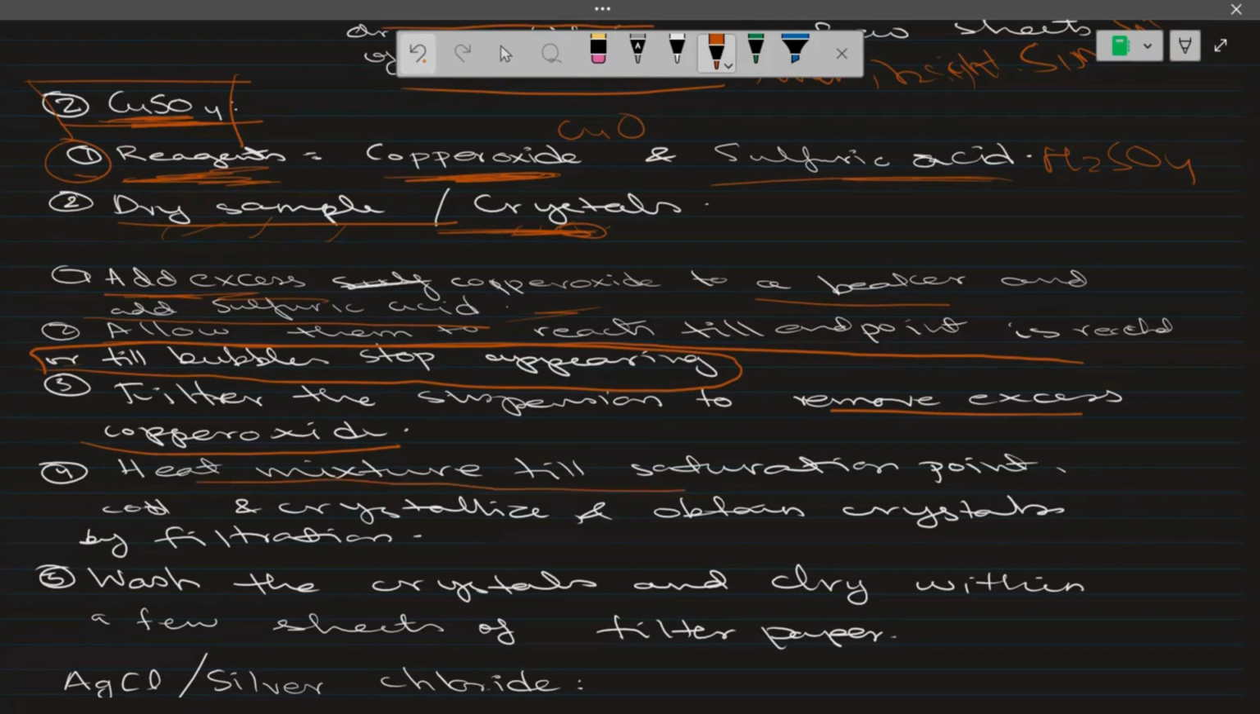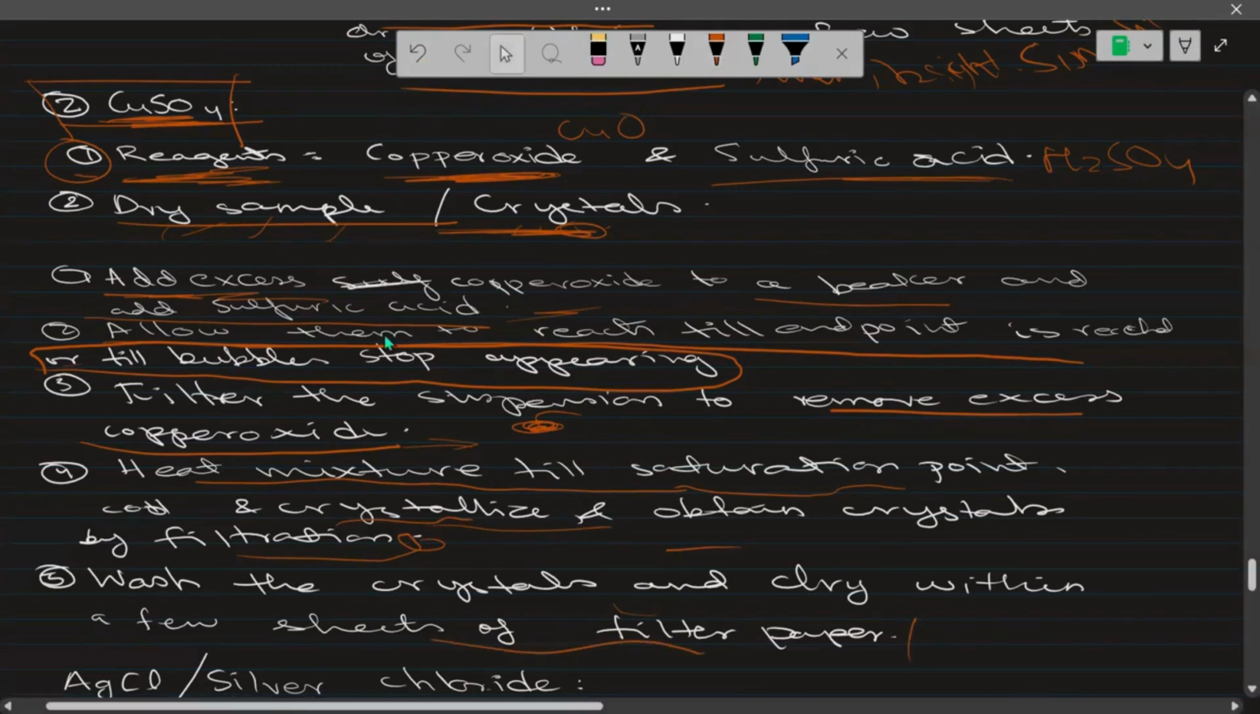Then heat the mixture till saturation point. That solution which we got, we will heat to saturation point and crystallize, and obtain crystals by filtration. Then we will wash the crystals and dry within a few sheets of filter paper, or in an oven, or in bright sunlight.